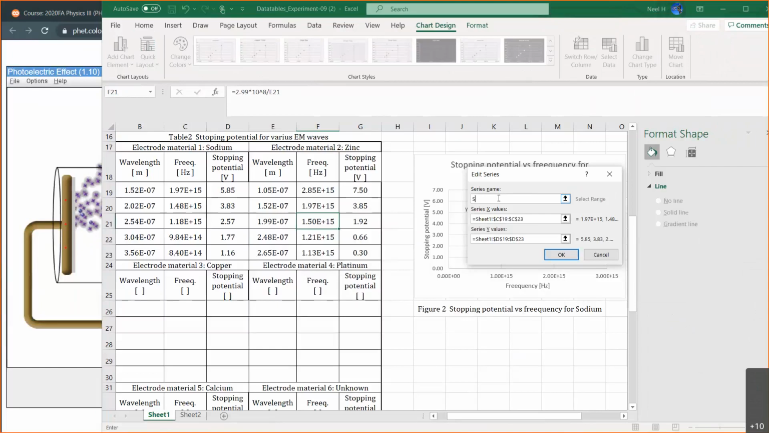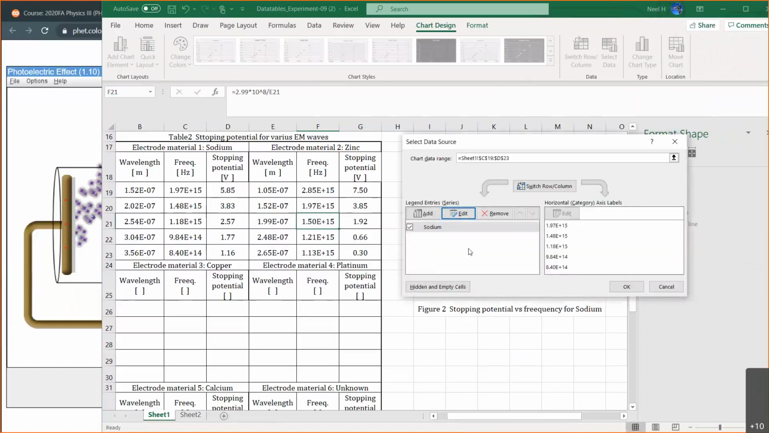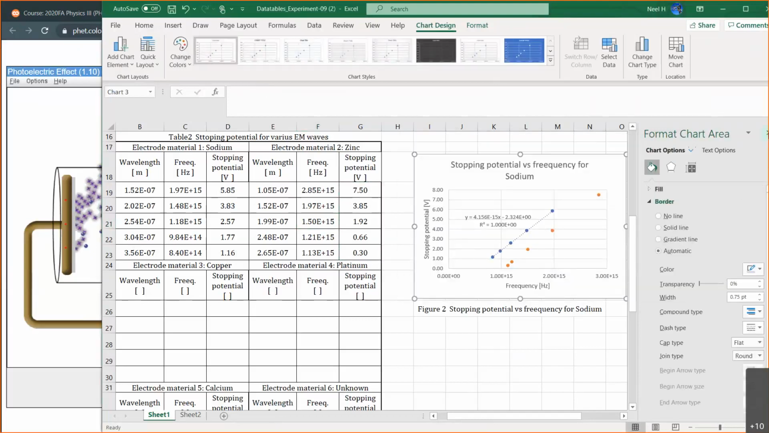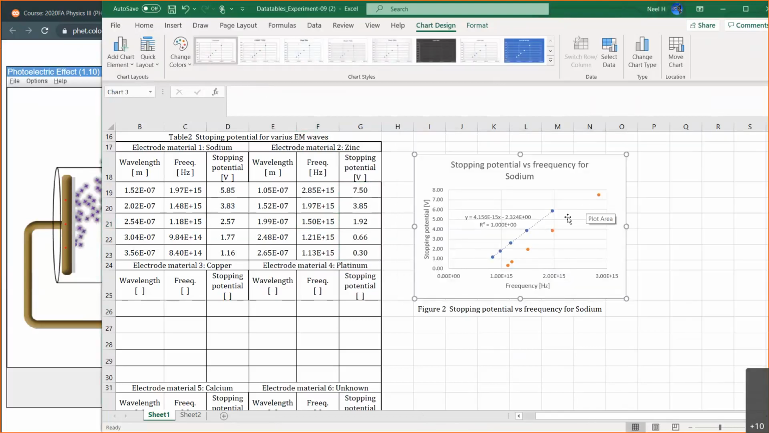I'm going to name it sodium, because otherwise I don't know which one is which. And then let's add a new series. The name is going to be zinc for that one. And the X values, again, the frequency values. Now it should be on this part right here, okay? F19 to 23, and the Y value should be the new stopping potential. So that is G19 to 23. Click OK, click OK again. Now you will see the new data set with a different color, okay? Then you can identify which graph is which.